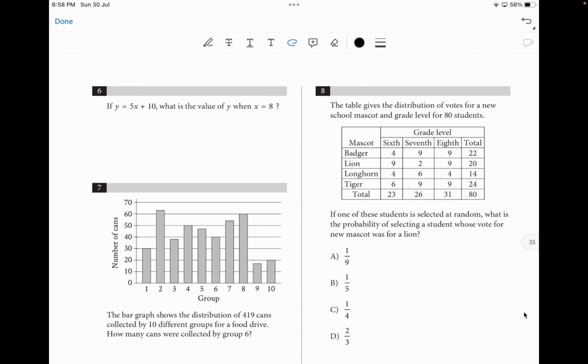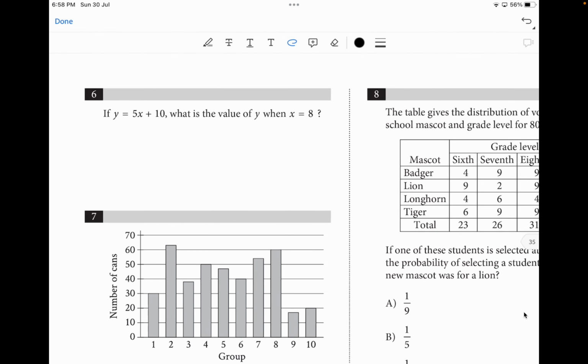Okay. Question number 6. If y equals 5x plus 10, what is the value of y when x is equivalent to 8? When x is equivalent to 8, you're just going to substitute it into this equation. So you're going to get y is equivalent to 5 times 8 plus 10. Once you do that, you're going to have the answer as 50. So the value of y is going to be 50. Hopefully there should be a box there when you're using the Blue Book app. You just put the value of 50 inside. It should be all right.